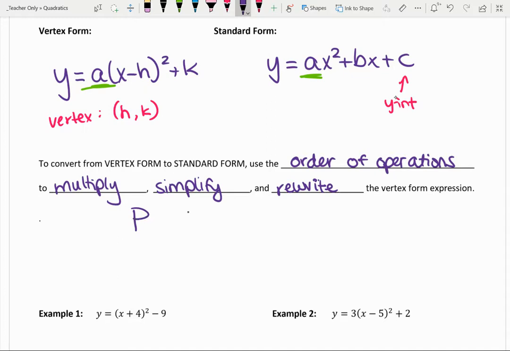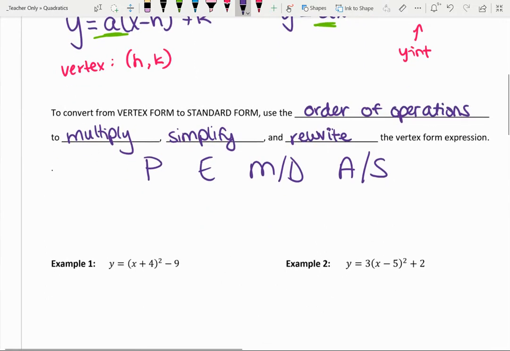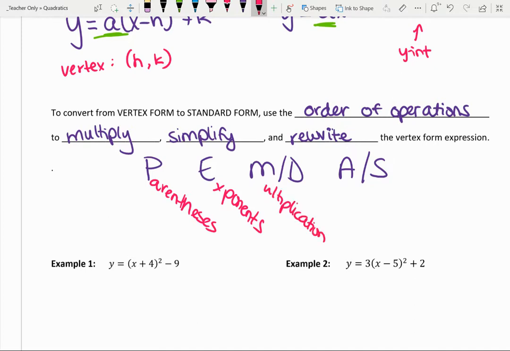So you've probably heard the abbreviation PEMDAS before for order of operations. So you know that the P represents the parentheses. We want to simplify anything inside parentheses first. The E is our exponents. We want to apply exponents before we do any multiplication or division. And in this process, we're not going to do any division. So I might just cross that out so that we don't have to worry about it.